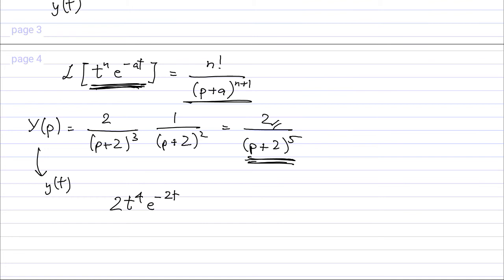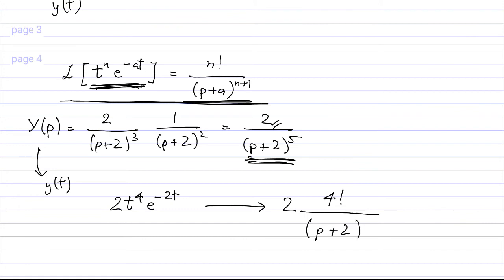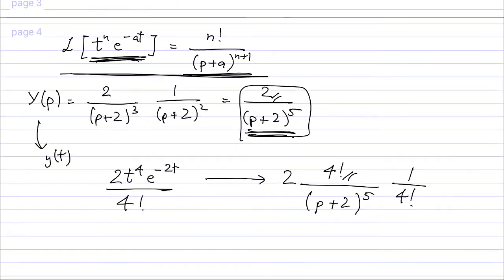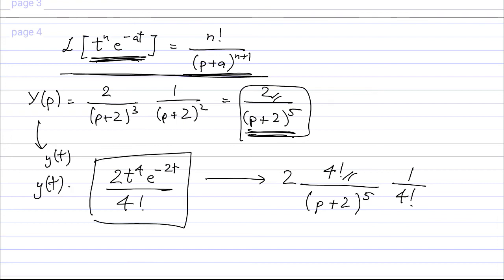Let's see. The Laplace transform of this thing will be 2, and then applying this thing that we have over here, the Laplace transform of t raised to power 4 e raised to power minus 2t will be 4 factorial divided by p plus 2 raised to power 5. So it's almost what we wanted, except that you have this extra 4 factorial, but never mind, you just divide both sides by 4 factorial, so you can get rid of this extra 4 factorial. So in other words, y of t is simply this. That's your y of t.